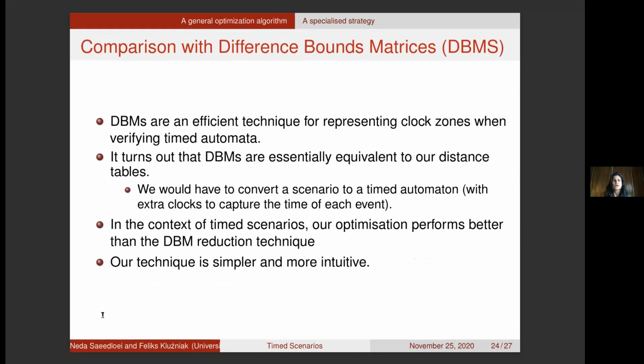Next, I want to quickly compare our work with difference bound matrices, or DBMs. DBMs are an efficient technique for representing clock zones in the context of verification of timed automata. It turns out that DBMs are essentially equivalent to our distance table. However, in the context of time scenarios, our optimization performs better than the DBM reduction technique. What is the DBM reduction technique? Essentially, it is an optimization technique that minimizes only the number of constraints. Moreover, our approach is simpler and more intuitive.